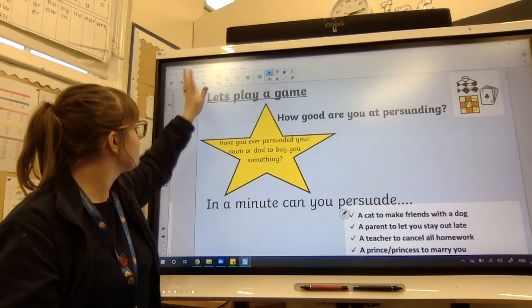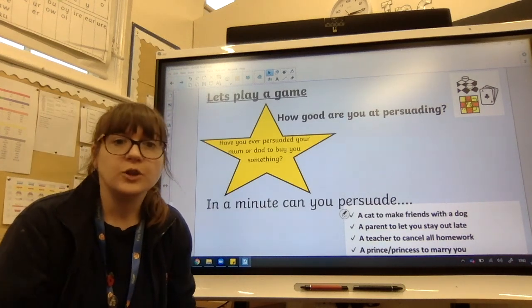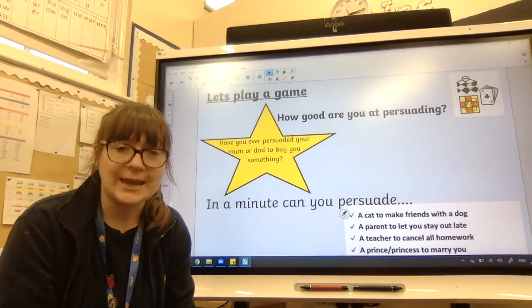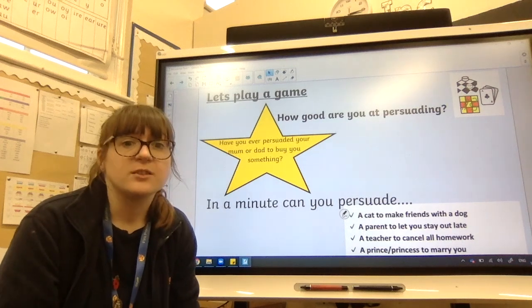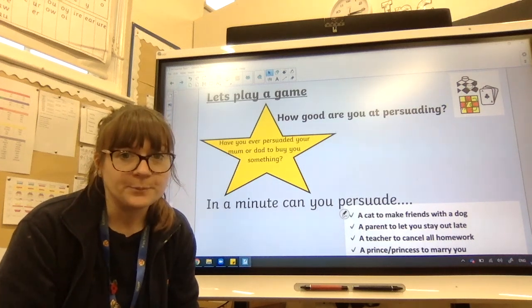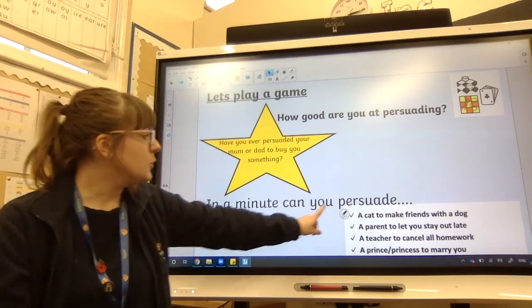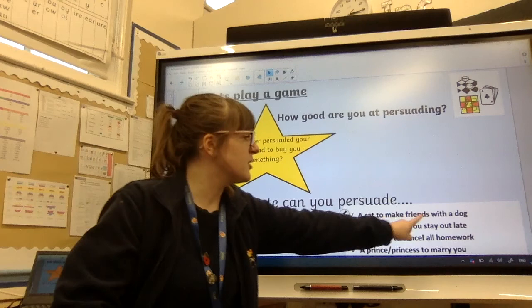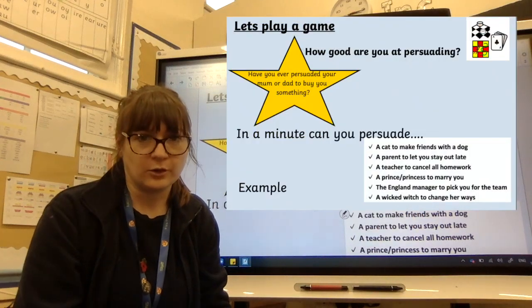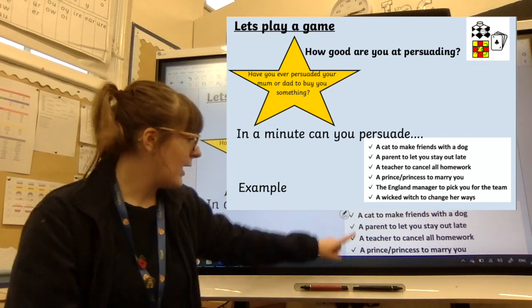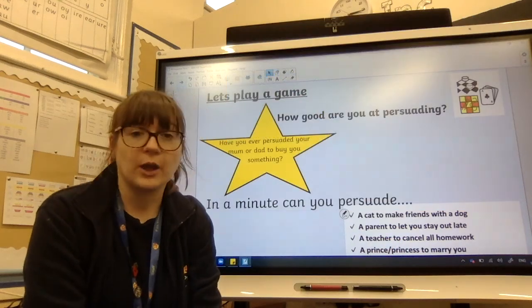Now, if you want to, at home with your mum or your brothers and sisters, you could play a persuading game. Have you ever persuaded your mum or dad or anybody to buy you something that you really, really needed? Well, it's a bit like that. You've got a minute to see if you can persuade a cat to make friends with a dog. How are you going to persuade a cat to become friends with a dog? If you've done that one, have a go at some of the other ones here that you can try to persuade.